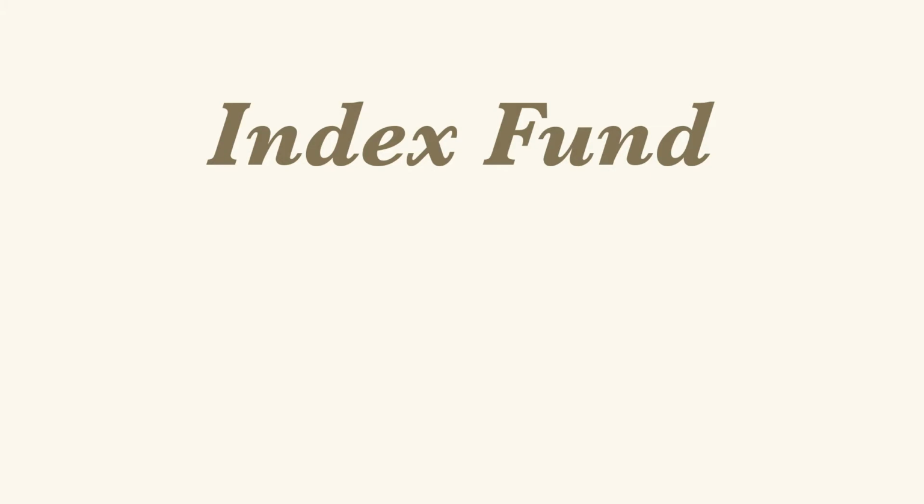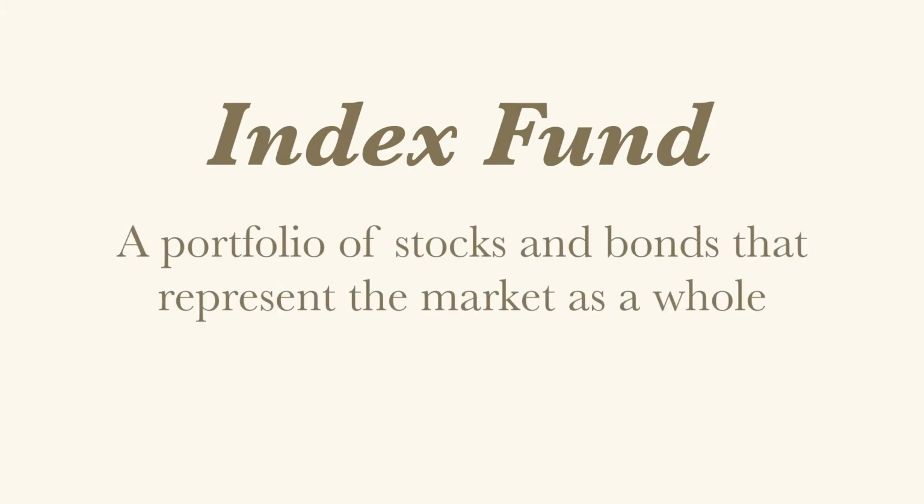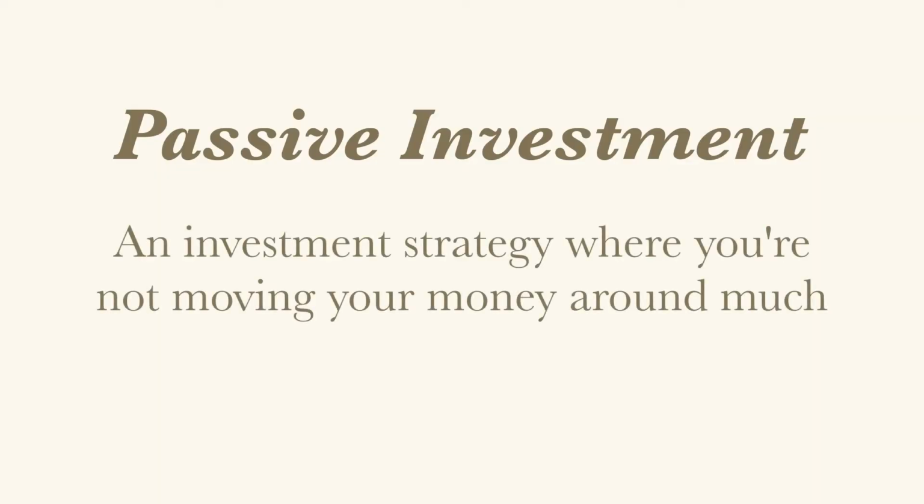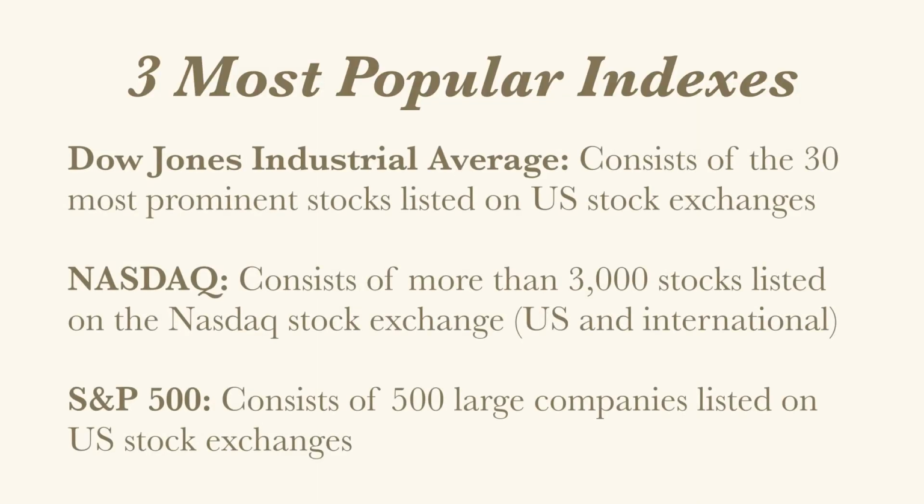If you don't want to deal with buying and selling all the time, you might want to consider investing in an index fund, which consists of a portfolio of stocks and bonds that represent the market as a whole. Investing in an index fund is an example of passive investment, when you're not moving your money around much, and it is typically used for retirement accounts such as the 401k and IRA. These 3 indexes can be used as indicators of how the economy is doing and how you might want to modify your investments in the future.